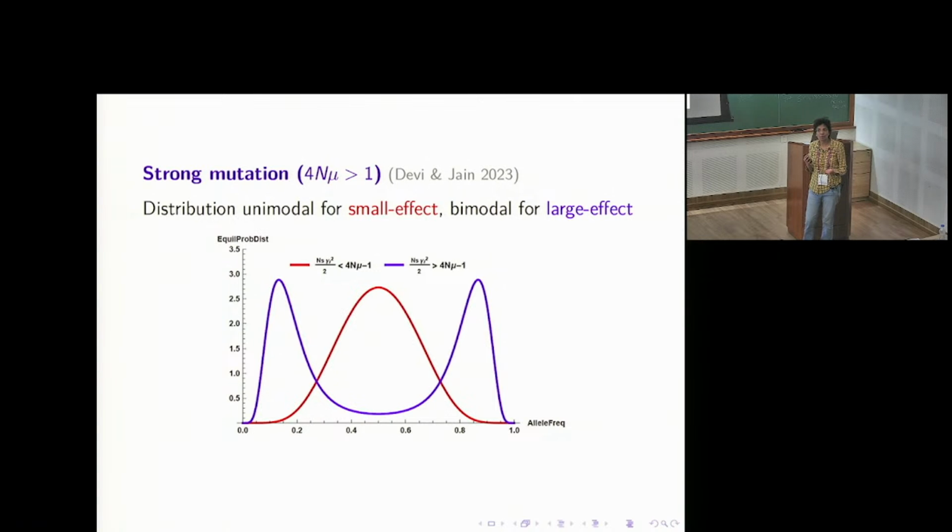Strong selection, strong mutation means I have to ask which one is relatively stronger. This bimodal distribution comes when both are strong, but selection is stronger than mutation. In that case, the unimodal distribution becomes bimodal. Since you have thought about the unimodal case and the U-shaped case, I think you are in a position to think about how this bimodal distribution might be coming. And I strongly encourage you to think about it when you go back home.